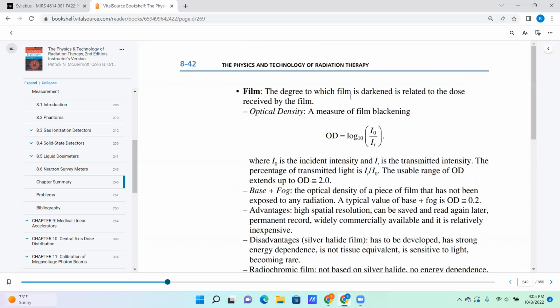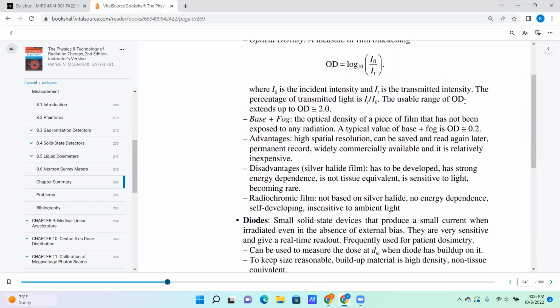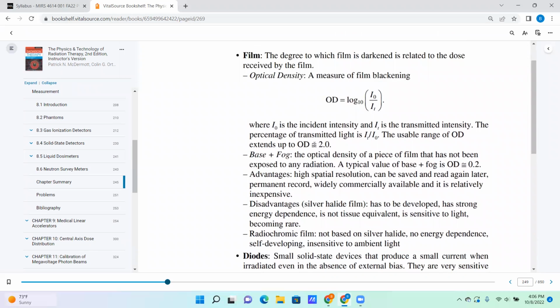Film. The degree to which film is darkened is related to the dose received by the film. You've got an optical density calculation here, which is a measure of film blackening when you've got an incident intensity and then you have a transmitted intensity. The usable range of the optical density extends up to about 2. You have base plus fog, so the optical density of a piece of film that has not been exposed to any radiation. Typical value is somewhere around 2.